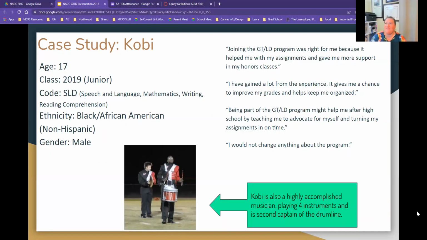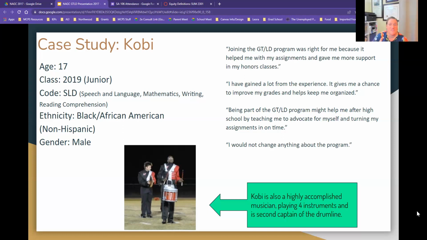Kobe is one of my favorite kids, and he would not have a video, so I got quotes from him. He said, joining GTLD was right for me because it helped me with my assignments and gave me support and honors. Being a part of the program might help me after high school by teaching me to advocate for myself and turning things in on time. I still don't think he turns in things on time.